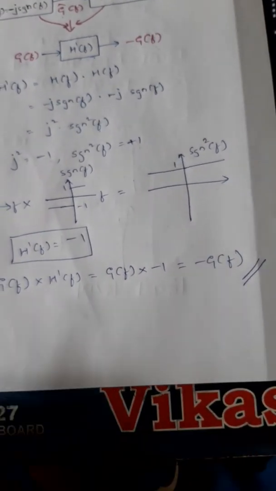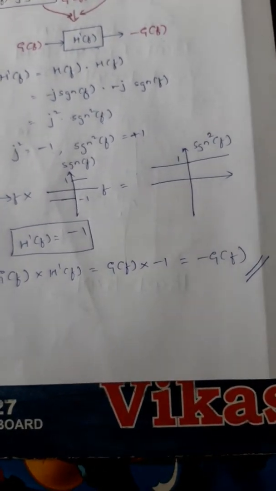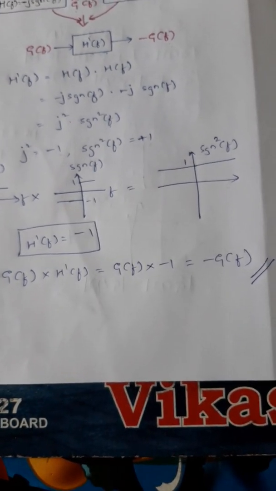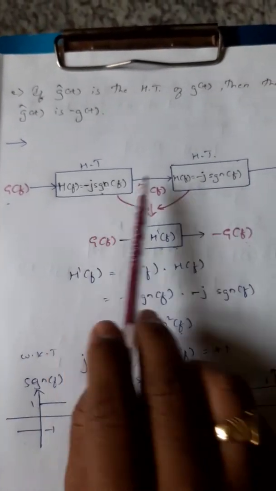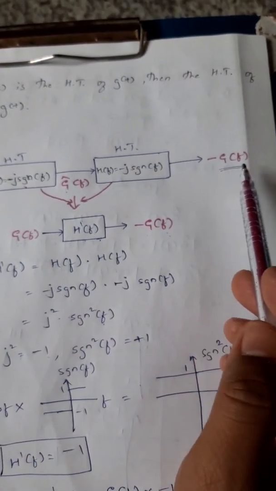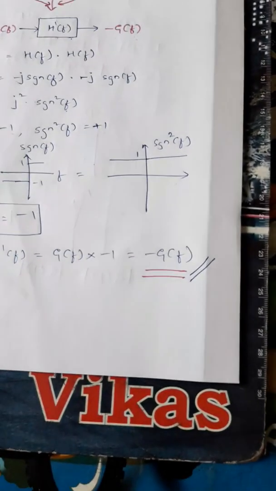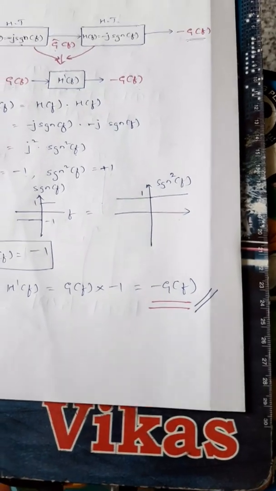Hence proved. What have they asked us to prove? They have asked you to prove that if I send g of f through two Hilbert transforms, the result is minus g of f. That I proved here. So this completes my second property.